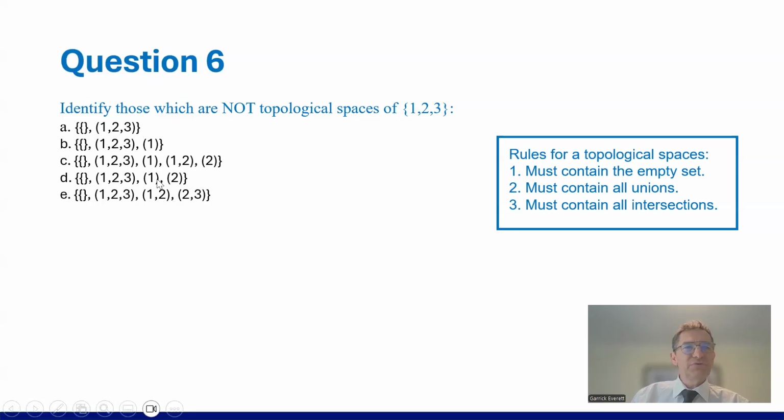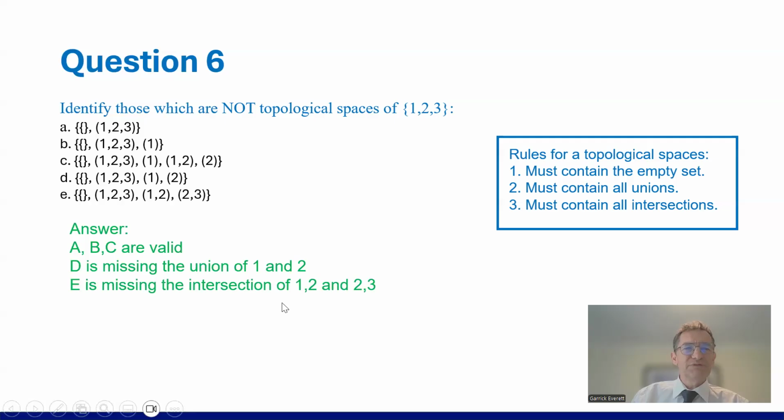Here, we're missing a union. 1, 2, you should have 1, 2. So this one's valid, this one isn't. And here, we're missing an intersection. We intersect these two, we should just get a 2. So our answers A, B, and C are valid. D is missing the union of 1 and 2. And E is missing the intersection of 1, 2, and 2, 3.